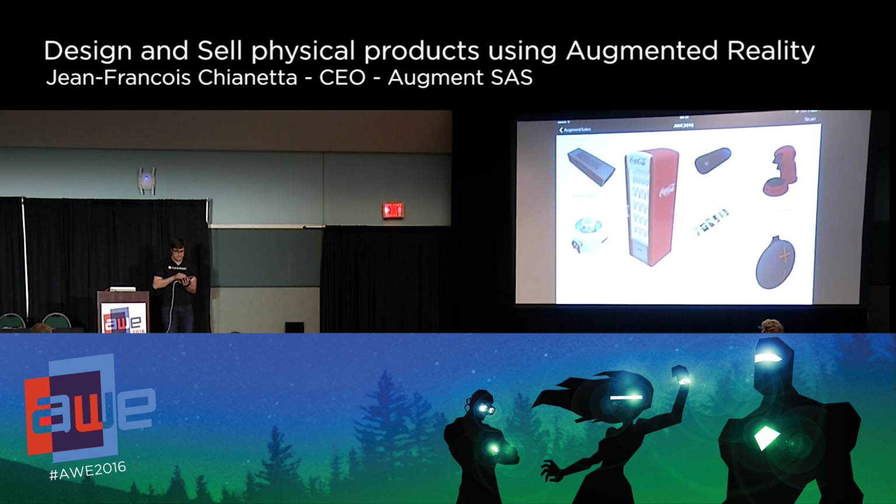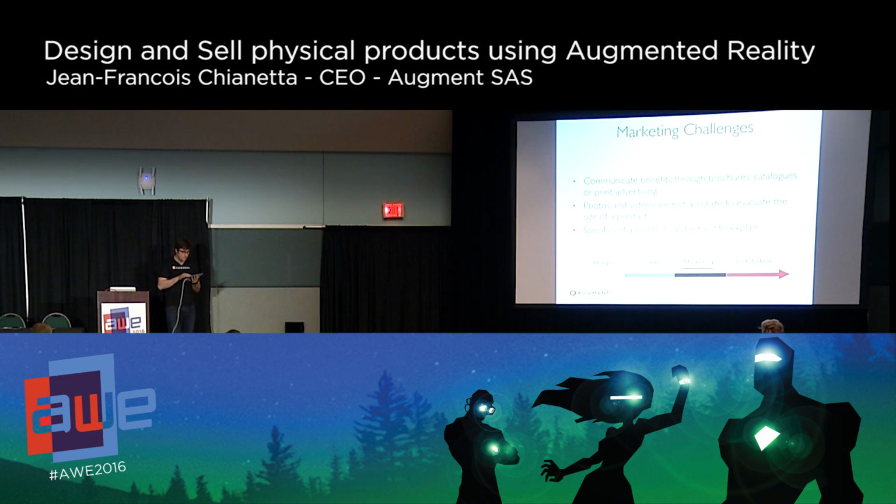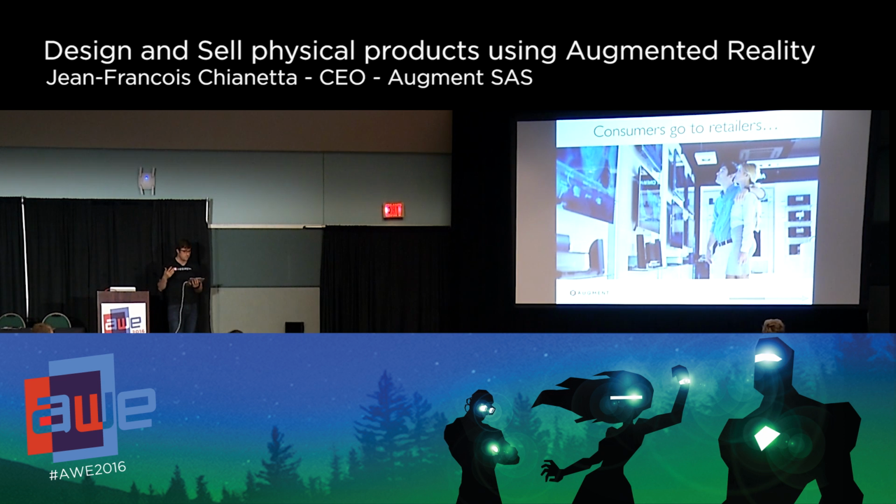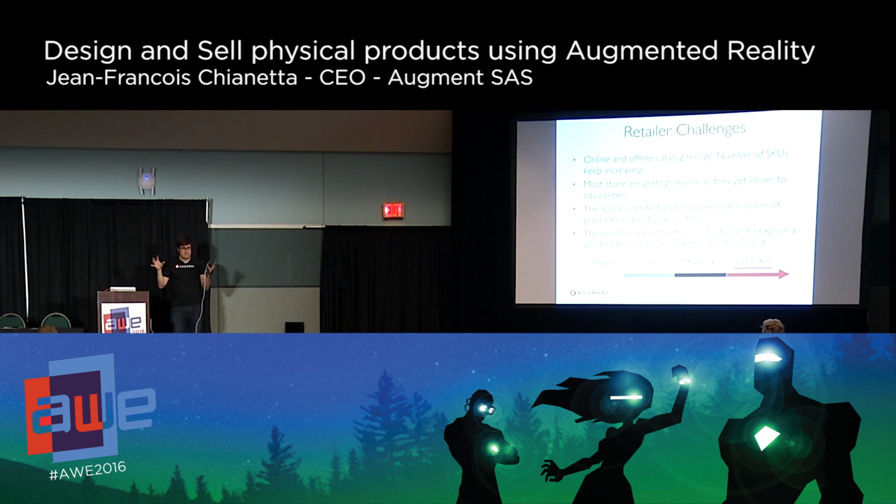So marketing is done, and now you go to the next step, the real sales, where you put your product in a retailer or an e-commerce website. For the retailer, sometimes the consumer goes to a retailer and the product is not available. Why? Because online and offline catalogs are currently merging. So you end up with hundreds of thousands or millions of references that can be sold either online or offline, but the stores are not getting bigger. They tend to get smaller because they get closer and closer to city centers.